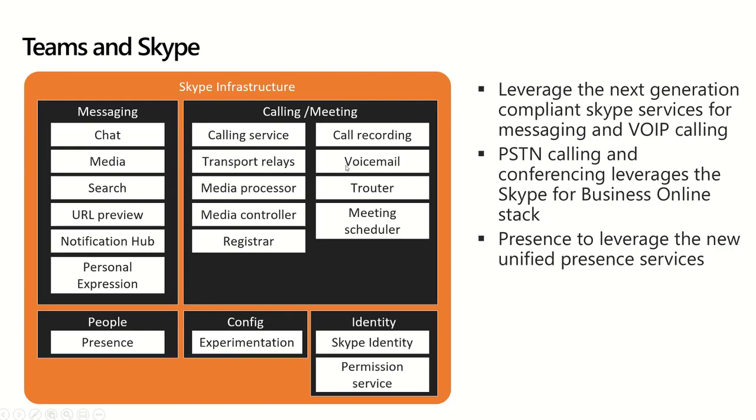The calling and meeting stack is very, very extensive, and this is what powers all of the calling and meeting functionality inside Teams, which is very rich and very broad and very deep. The calling service handles calling another user one-on-one or one-to-many. Then there are the various transport relays. When you are calling somebody across the world, it has to route the calls, reestablish them if they get dropped, things like that. That's a set of services for managing that.